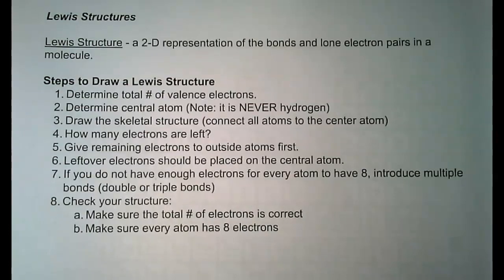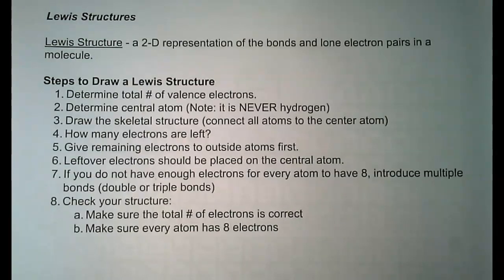Then once we introduce those double or triple bonds if needed, our final step is just to check our structure and make sure that we have the correct total number of electrons and that every atom in our structure has 8 electrons. So these are the two most common mistakes people make, is they forget to go back and check their structure. So make sure you do this step, and we will look at several examples and we will go through this list of steps together.